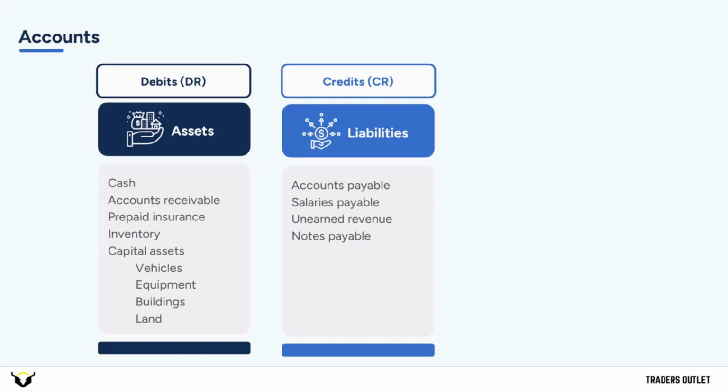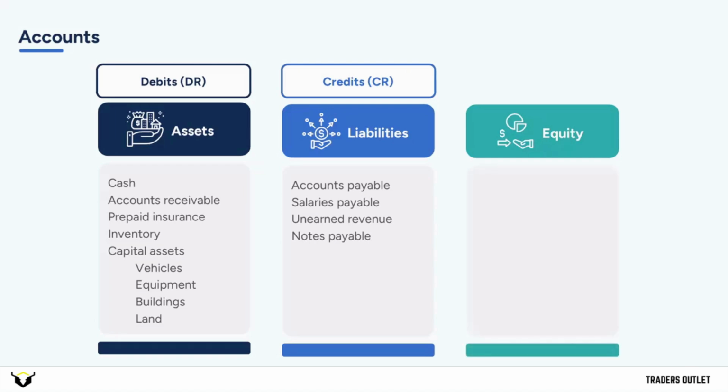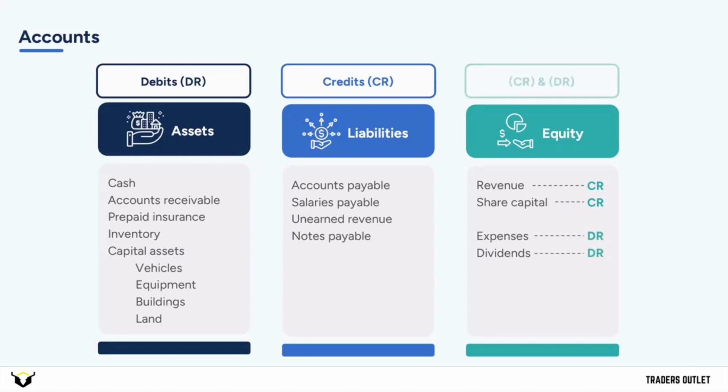Finally, we have equity accounts. Equity accounts are further broken down into revenue and share capital. Those accounts have normal credit balances. Equity accounts also include all expenses and dividend accounts. The increase in these accounts has a negative impact on the overall equity, so they have normal debit balances. The higher an expense account or the more dividend paid, the less equity remains in the company.